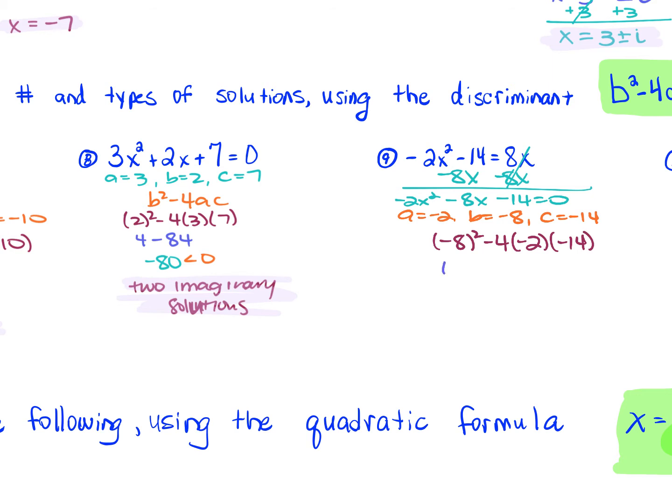The negative 8 squared is 64. The negative 4 times negative 2 is 8. 8 times negative 14, the 8 and the 4 is 32, and 8 and 1 plus 3 is 11, so that's 112. If we do 64 minus 112, off the top of my head I don't know what it is, but it's going to be a negative number. A negative number is less than 0, so we have 2 imaginary.